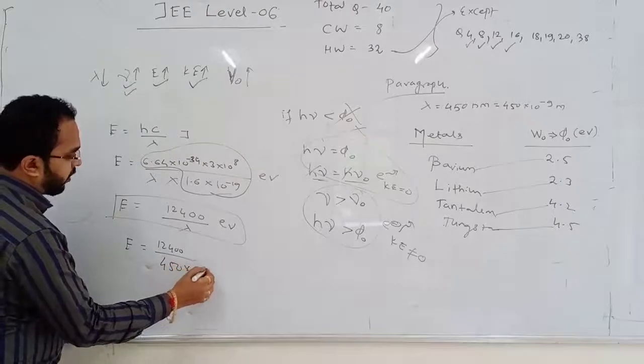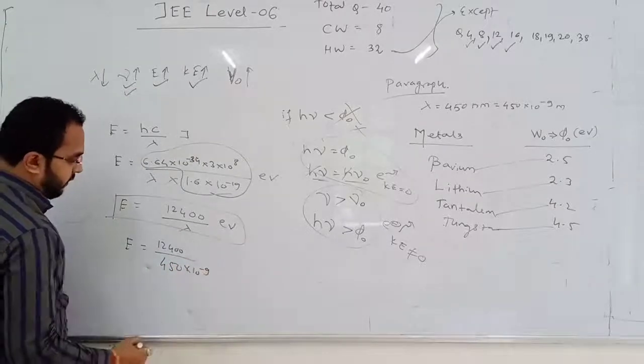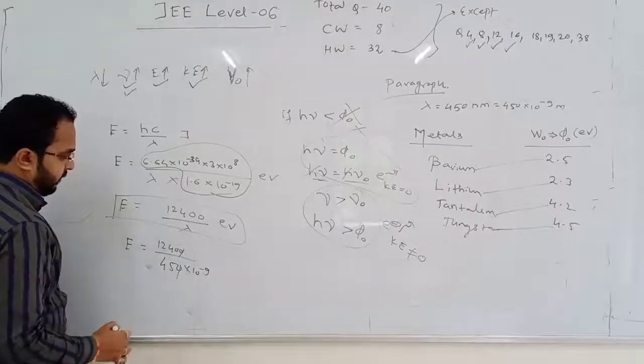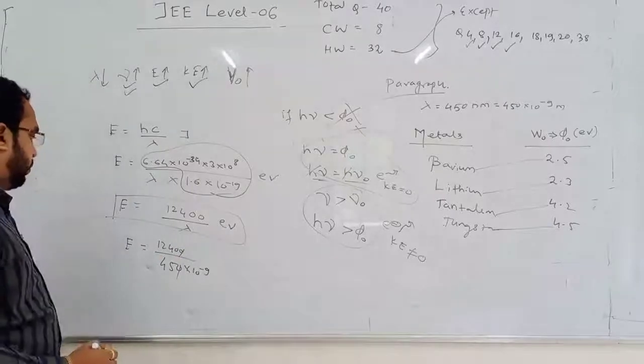450 into 10 raised to power minus 9. 0 0 cancel.